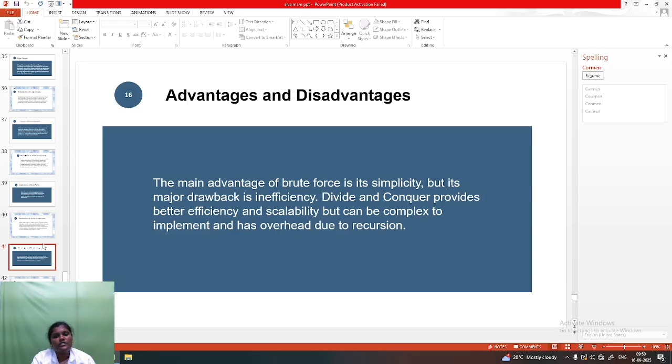Next one, advantages and disadvantages. The main advantage of brute force is its simplicity, but its major drawback is inefficiency. Divide and conquer provides better efficiency and scalability, but can be complex to implement and has overhead from recursion.